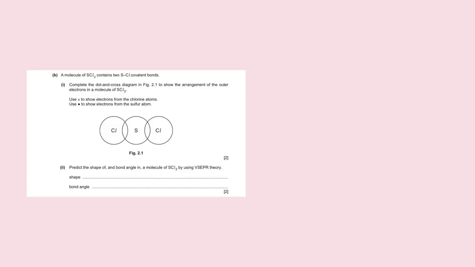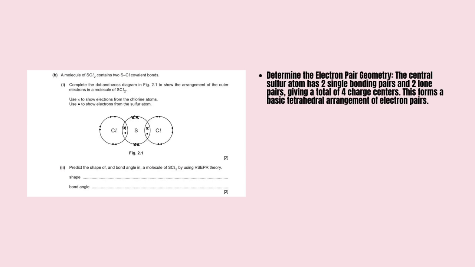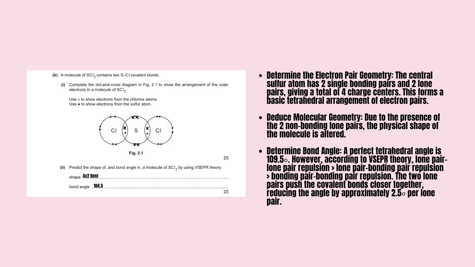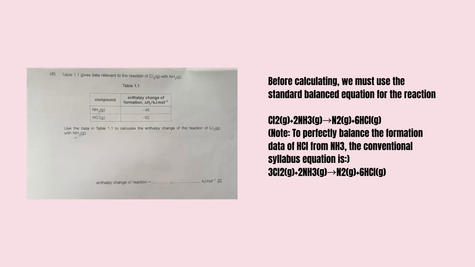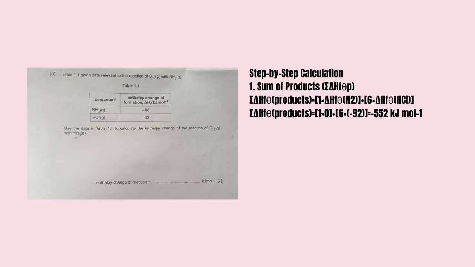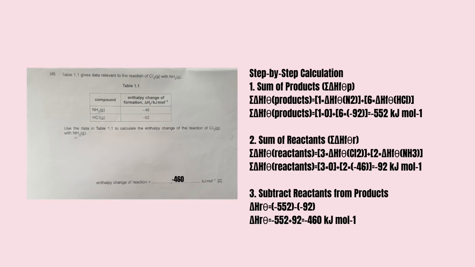And after that, for this question you have to complete it like I already drew. And then after that, we have to determine the electron pair geometry, and then deduce the molecular geometry, and then determine the bond angle. And then for the last question, you have to calculate, and of course you have to write the balanced equation first. And after that, you have to use the Hess formula. And then for the calculation, you sum the products and sum the reactants, and then subtract the reactants from the products, and then you get the answer.